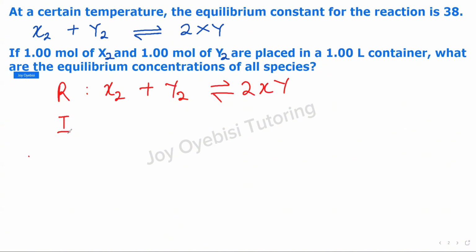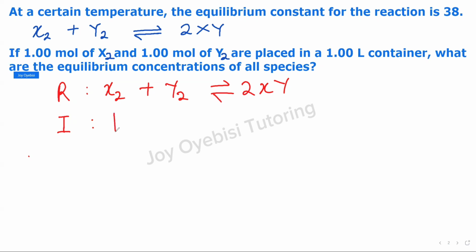I is the initial concentration. Concentration is moles per liter. In this case, they gave us 1 mole, so you need to divide it by the liters in order for it to be a concentration. In this particular question, they gave us 1 mole and 1 liter, so 1 mole divided by 1 liter is going to give us the same thing. So it's a little bit easier. So 1 mole over 1 liter gives us 1 mole per liter.